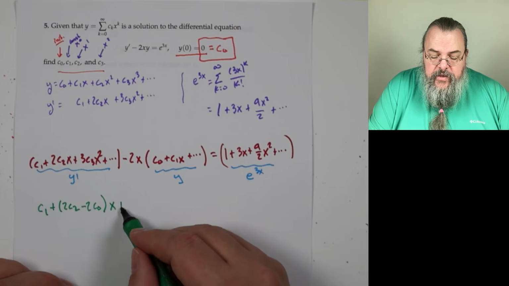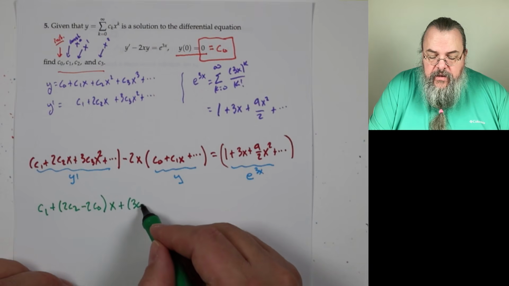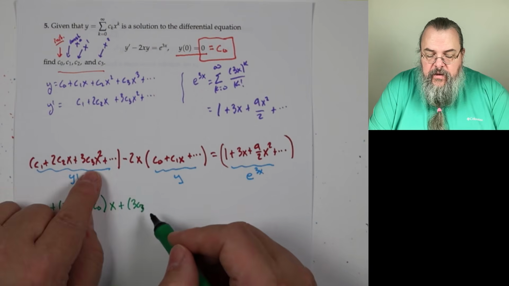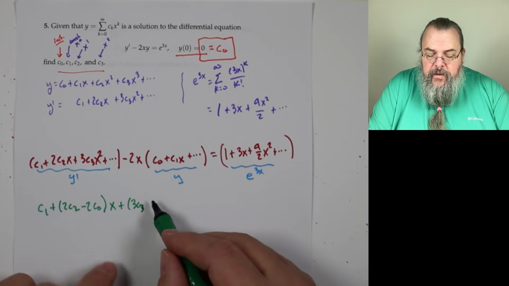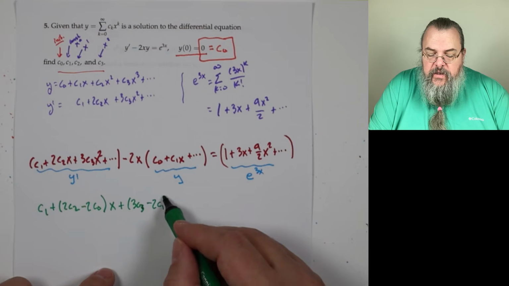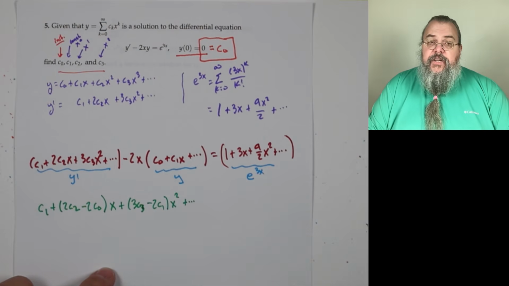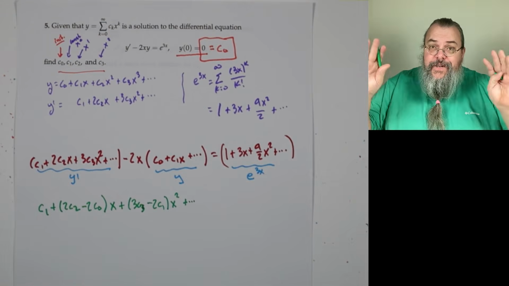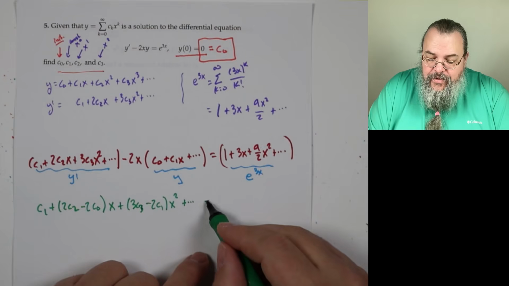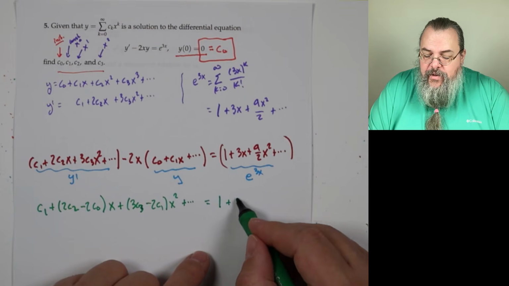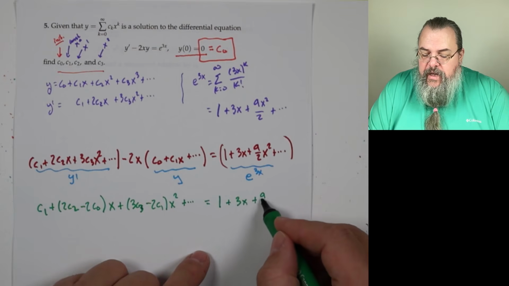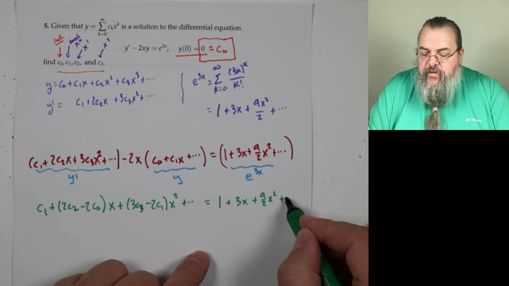What's our x squared term? We have a 3c3 x squared. And here we have a minus 2c1 x squared. And then higher order stuff, the dot, dot, dot. And the higher order stuff, we don't need it. Equals, again, 1 plus 3x plus 9/2 x squared plus dot, dot, dot.